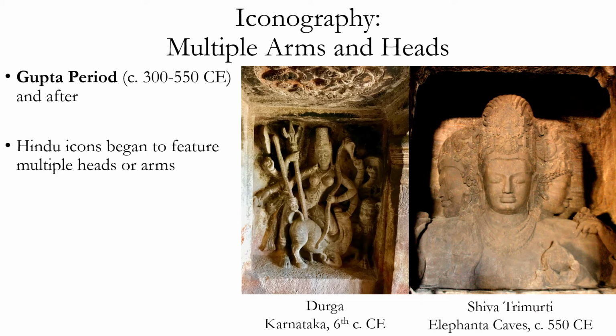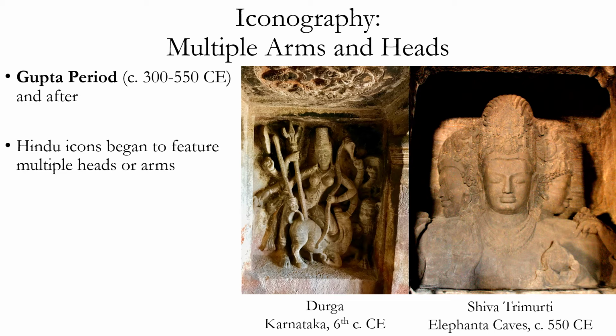Another example of very typically Hindu iconography is depicting gods or goddesses with multiple arms or multiple heads. We can see this from the Gupta period and after. The Guptas were a dynasty of kings who ruled over large parts of India from around 300 to around 550 CE. So an example of an early icon that has this multiple arms feature is an icon or murti of Durga. This one is from South India, from the modern state of Karnataka, from the 6th century CE.